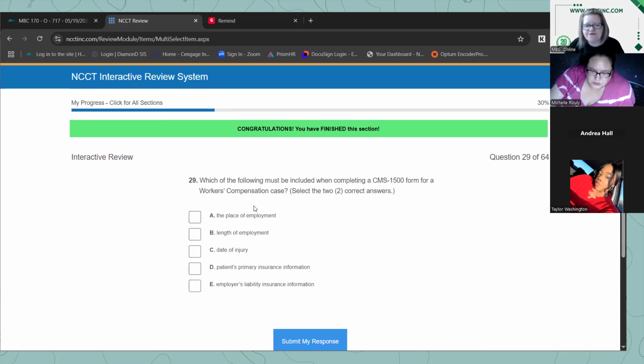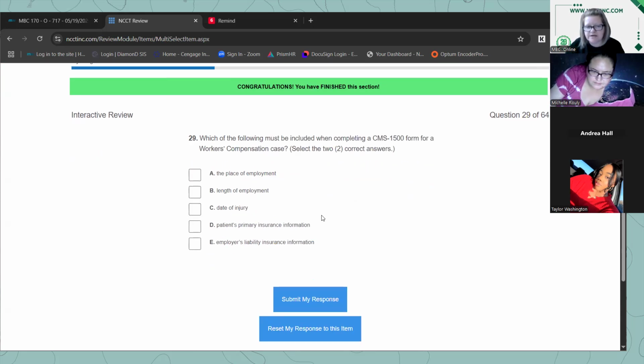All right, so which of the following must be included when completing a CMS 1500 form for a workers' compensation case? Select 2 correct answers. All right, so we remember that workers' comp is a little bit different than your other claims. So what 2 things are we going to have? A, the place of employment. B, the length of employment. C, the date of injury. D, the patient's primary insurance information. Or E, the employer's liability insurance information.